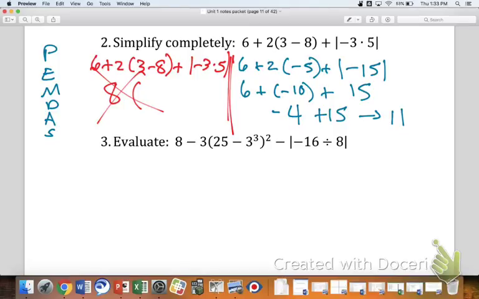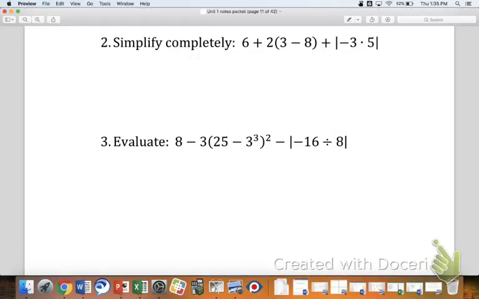Okay, and then I didn't mean to do that. There we go. The last one is number 3. And number 3, again, with PEMDAS out here to the side, do you guys see any work that needs to be done inside the parentheses? The cube. Plenty, yeah. You got lots of stuff in there. So let's go ahead and do that.